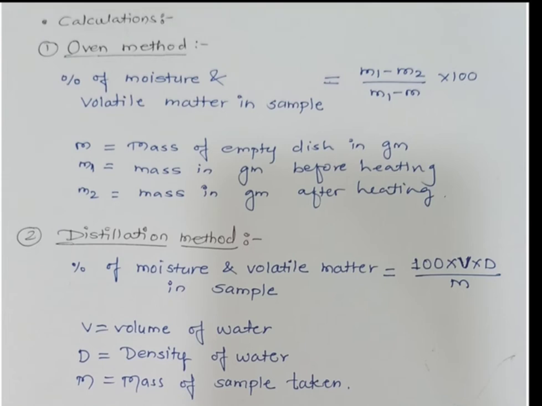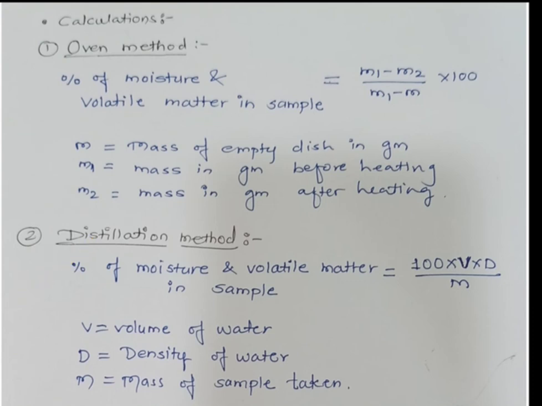So, M is the mass of the empty dish, M1 is the mass in gram before heating, and M2 is the mass in gram after heating. By using this method, we can find out the percentage of moisture and volatile matter present in the sample, which is equal to (M1 minus M2) divided by (M1 minus M), multiplied by 100. So that will be the percentage.